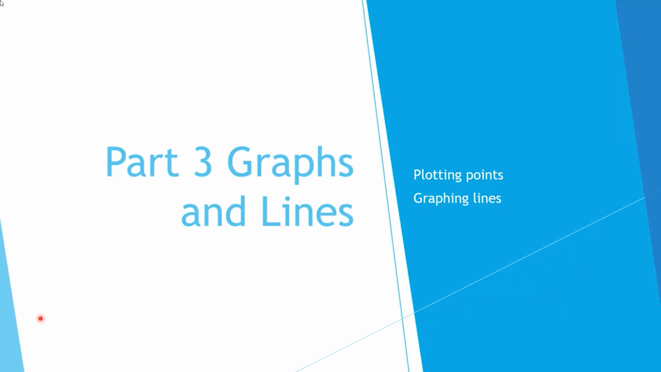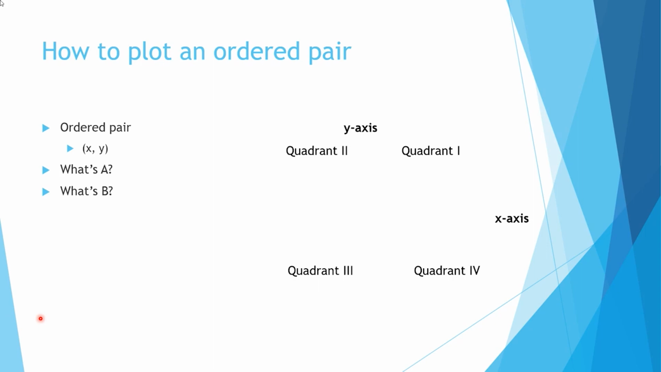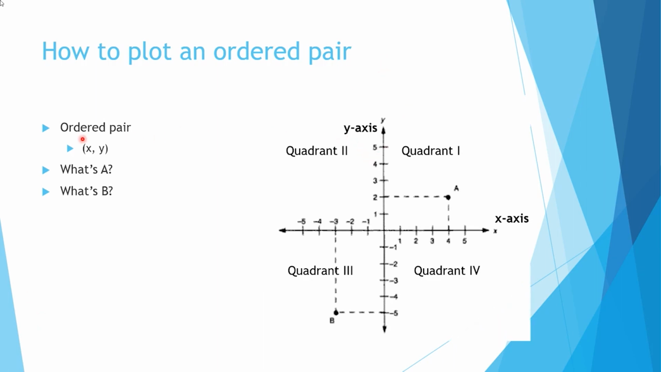Part 3, graphs and lines. Plotting points and graphing lines. Let's look at plotting points first. On a graph you have an ordered pair. An ordered pair is x and y. On the graph you have a y-axis that goes up and down, and the x-axis goes side to side.